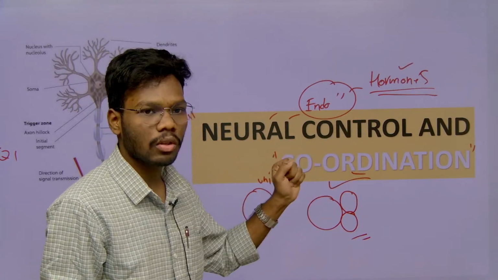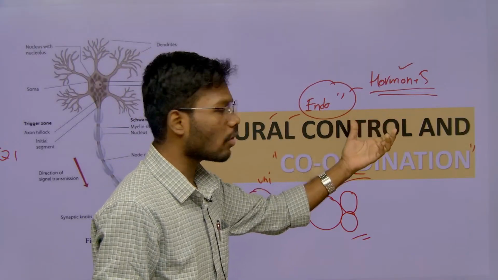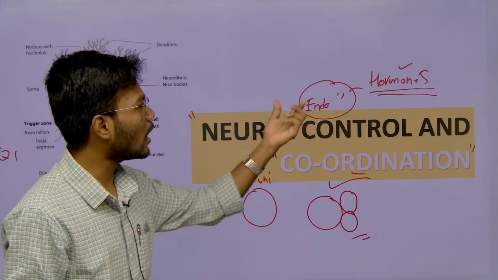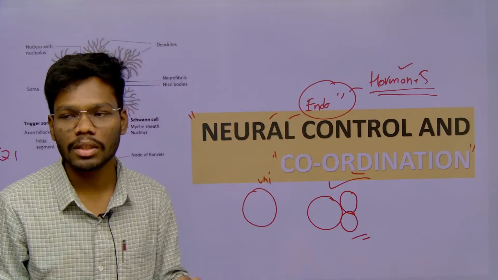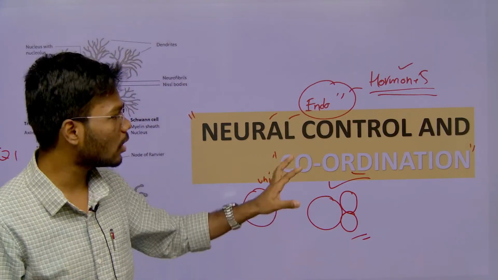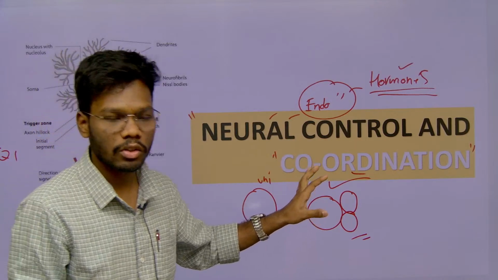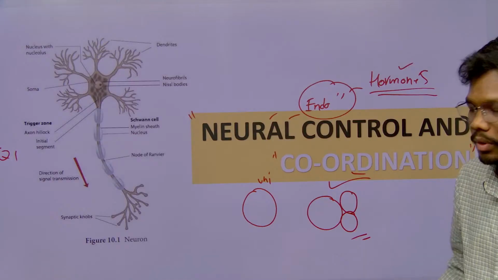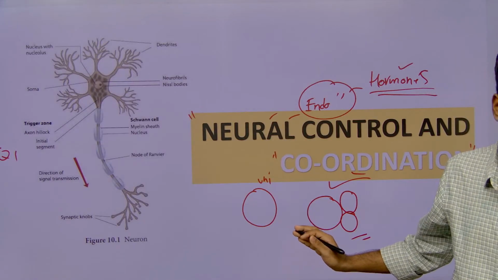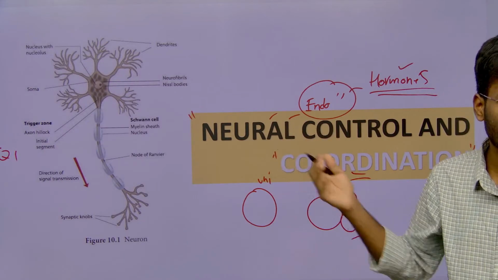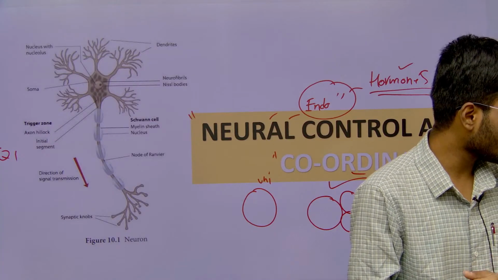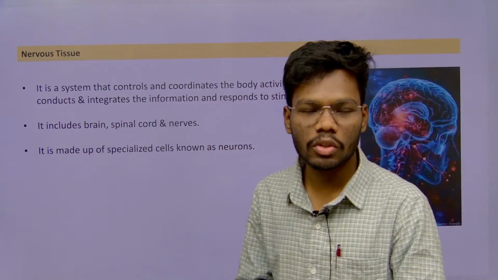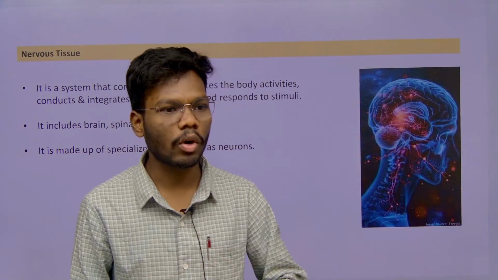So hormones also, and for the transport of all these things we require neural control, right? So these 2 systems, neural and endocrine, are very important in coordination. That's why we are learning neural control and coordination, a very important chapter. Understand why it is coordination, and why we are learning neural and endocrine systems, right? Done. Now the first thing is, in this neural control or neural system, what are the things we have to learn?